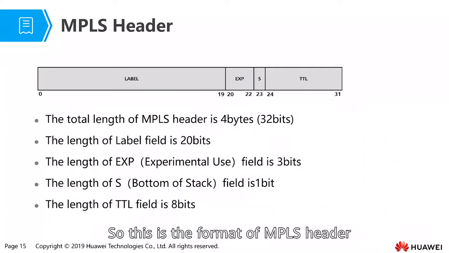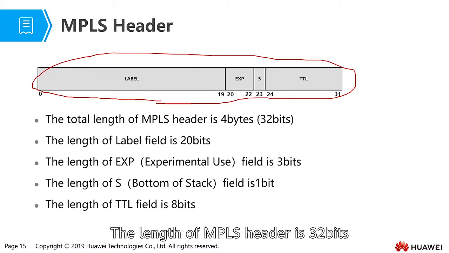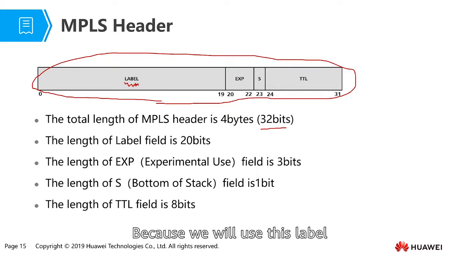So this is the format of the MPLS header. The length of the MPLS header is 32 bits, and the most important part is the label, because we will use this label to forward the MPLS packet. And the next field is EXP. EXP is used for QoS. And S means bottom of the stack.